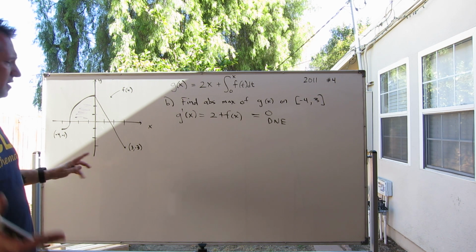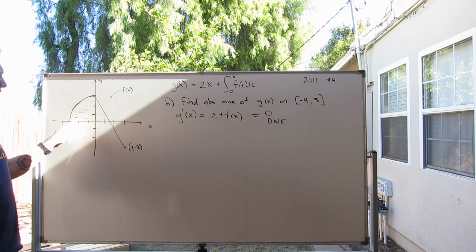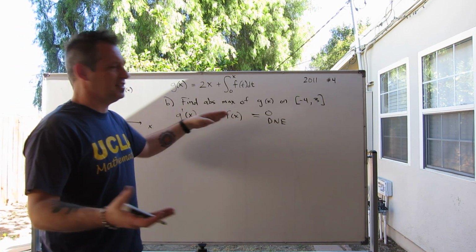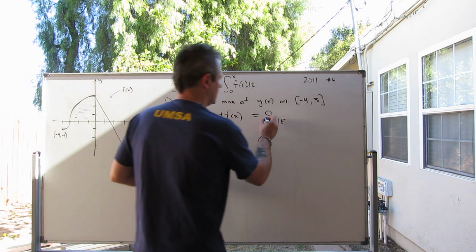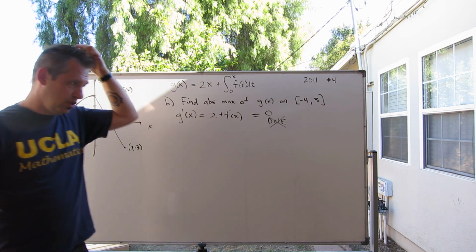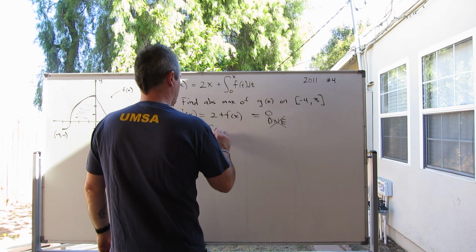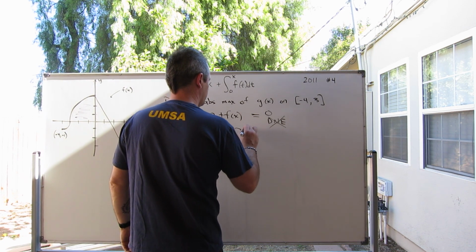A couple parts where it's not differentiable, by the way. I think here it's probably not differentiable and there. But it doesn't matter. We're not asking when it's differentiable. We're asking when it exists, and f of x does always exist. So the only issue is when this equals 0. So this occurs when f of x equals negative 2.